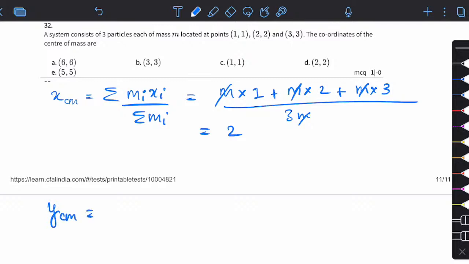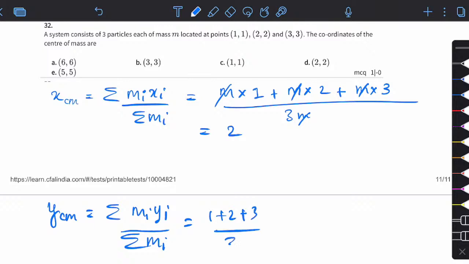Okay. And y_cm would be, let's do the same thing again, it's the same formula, summation m_i y_i by summation m_i. So again m will cancel out and I'll get the same thing, 1 plus 2 plus 3 divided by 3, and again I get 2 as the answer. So the answer therefore will be (2, 2). This is straightforward formula application.